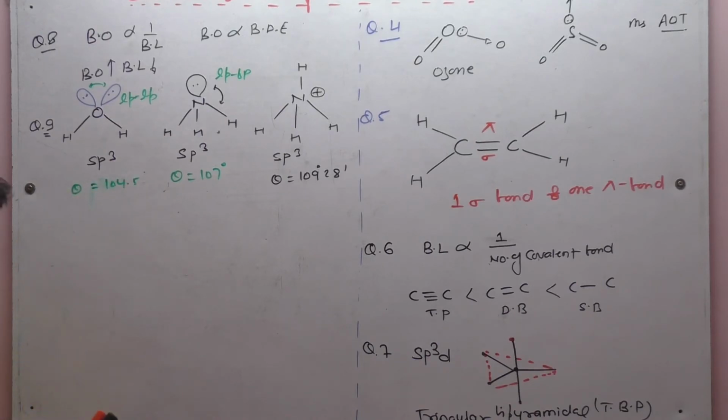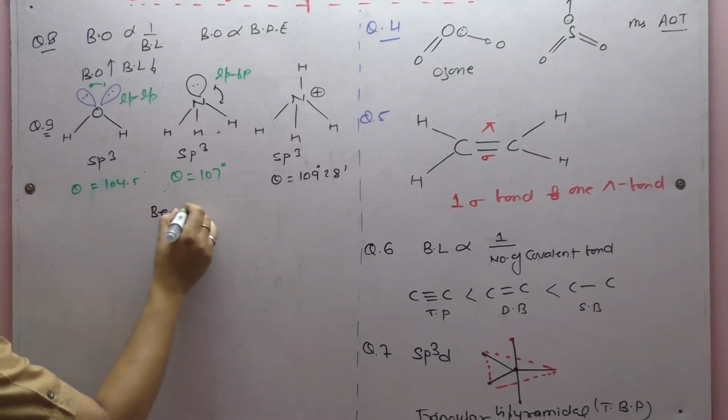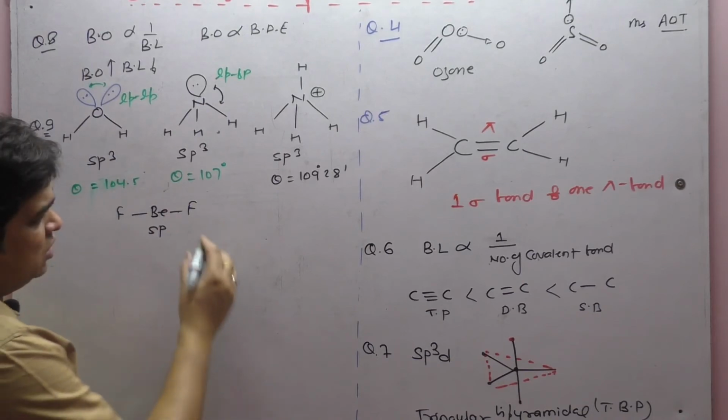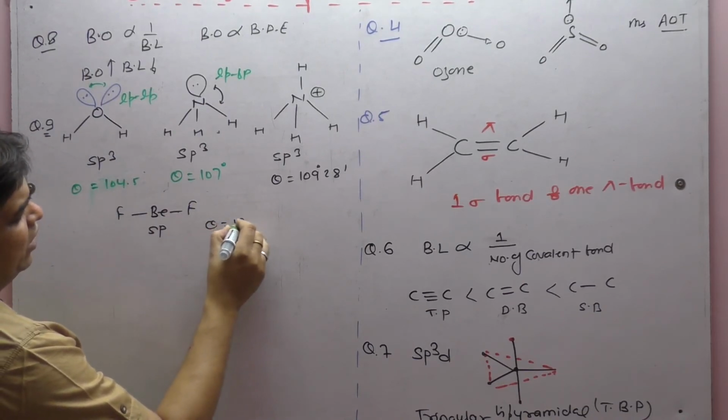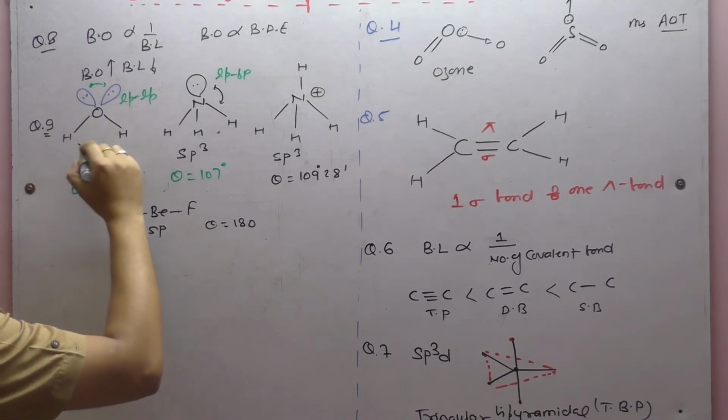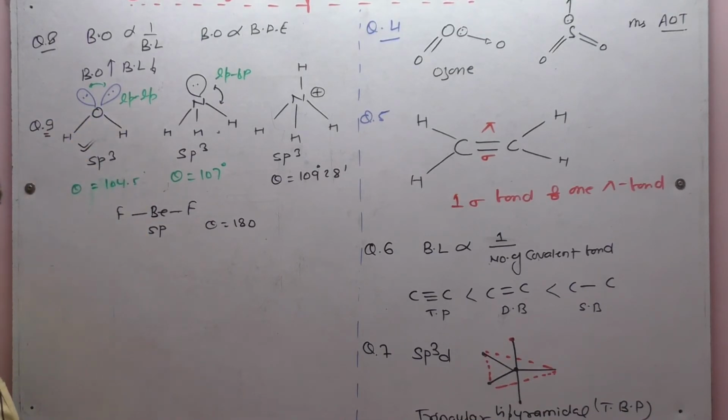But what about the case of BF2? BF2 is a linear molecule. It is sp hybridized. Here you can see the bond angle theta will be 180. So the bond angle will be least in case of water, H2O. So this is your answer.